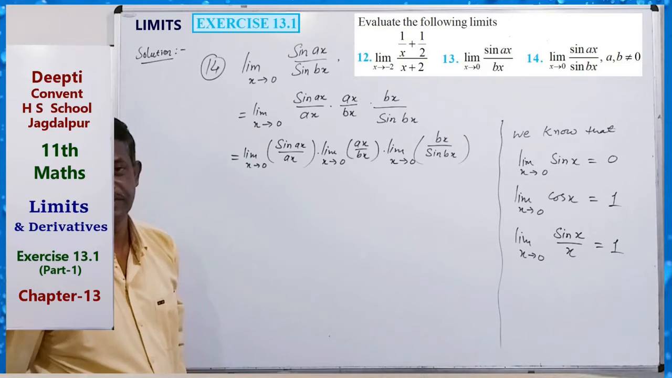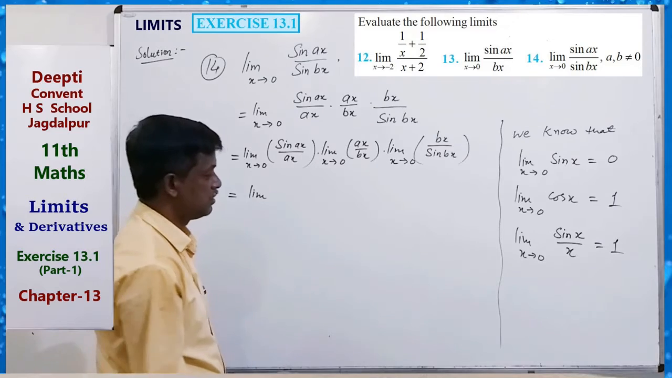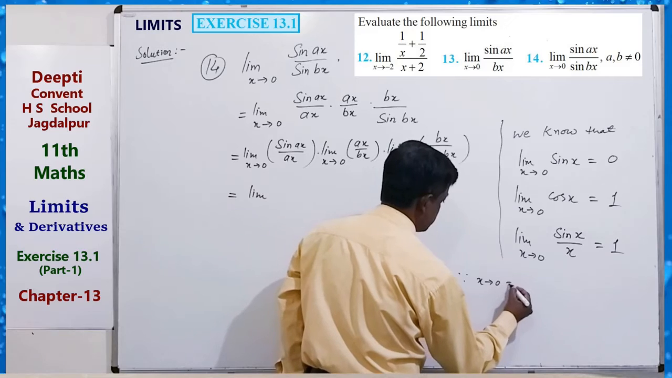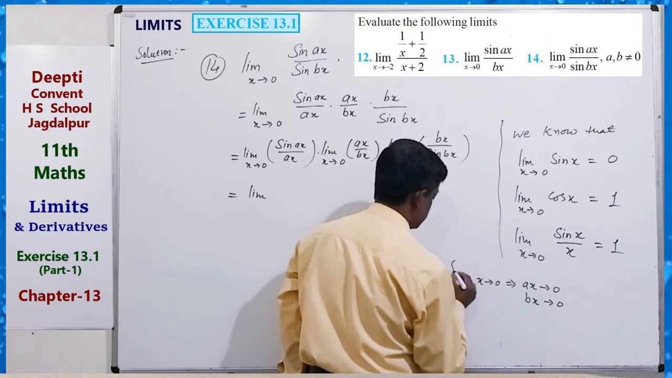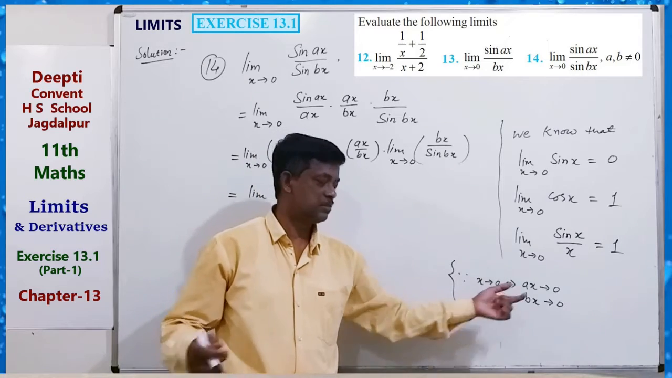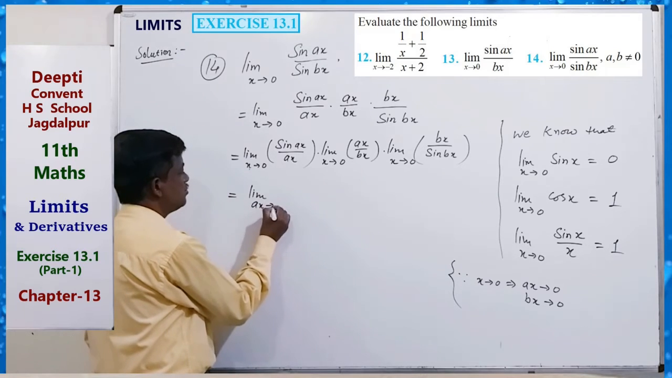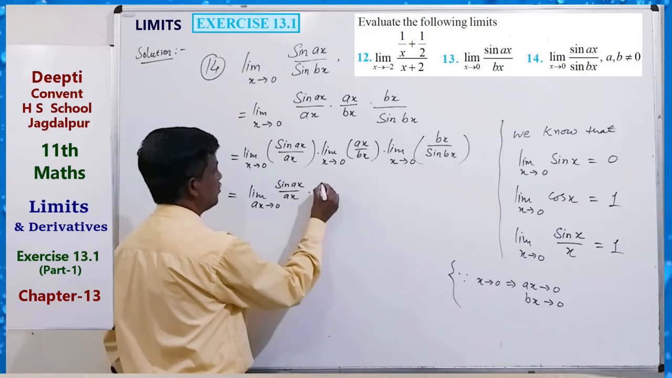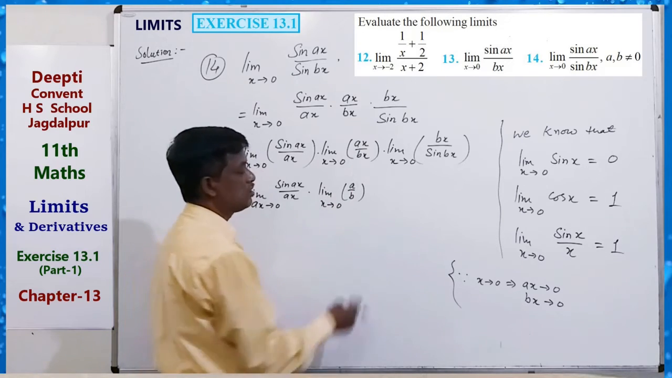Just distribute the limits. Here, same logic: since x tending to 0 implies ax tending to 0 and bx tending to 0, then a into a constant, x tending to 0, b into x tending to 0 also. So here we can write limit x tending to 0 of sin ax by ax into limit x tending to 0 of a by b. As x is not equal to 0, it cancels out.